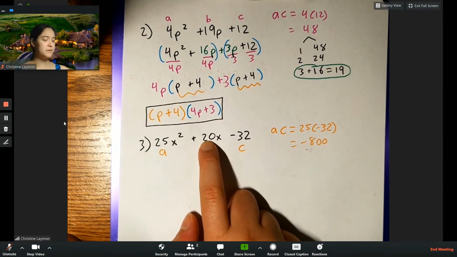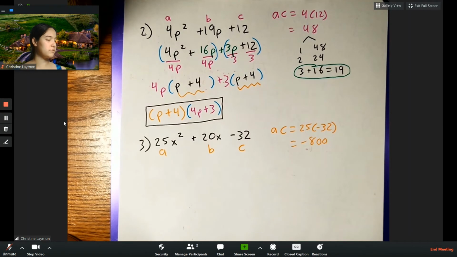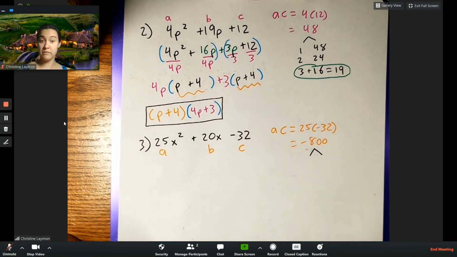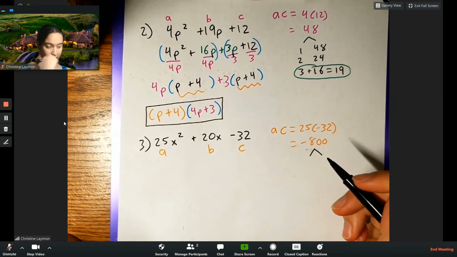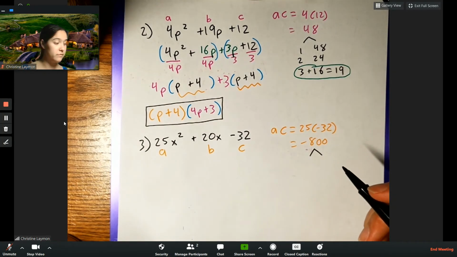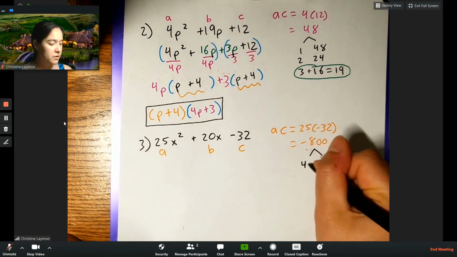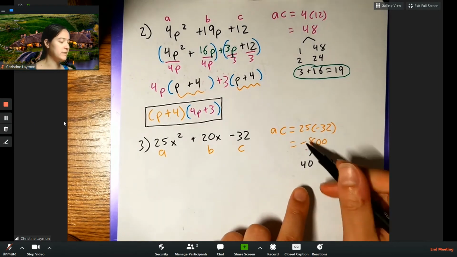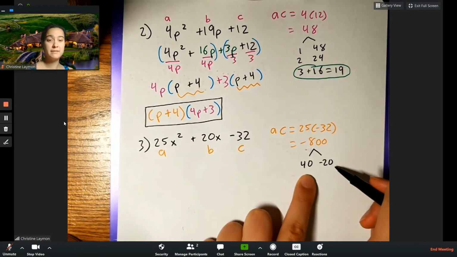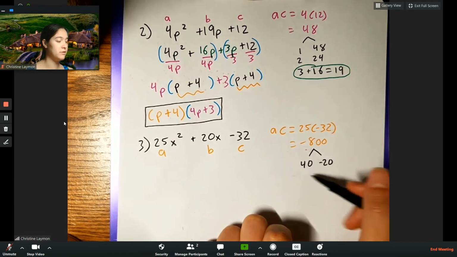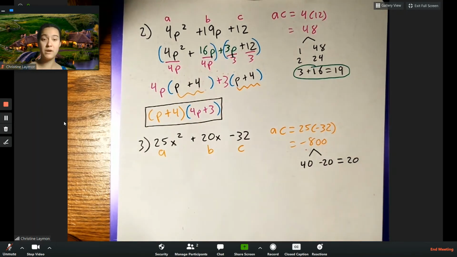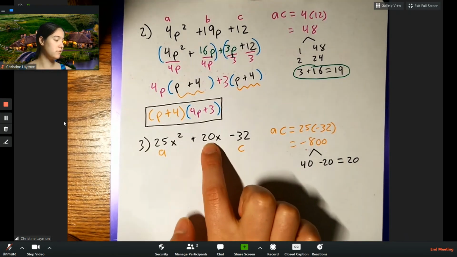Well, the nice thing about 800 is that it's pretty easy to work with. Notice here, so I have to use a negative. I see this negative sign here. So one answer is going to be negative, one's going to be positive. Notice that if I use positive 40 and negative 20, well, that's my negative. 4 times 2 is 8. 10 times 10 is 100. So that's 800. And when I add them, 40 minus 20, I get 20. That's going to be my winner. So these will be the coefficients of B.